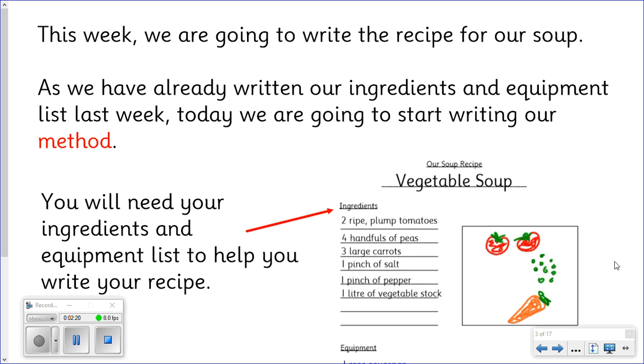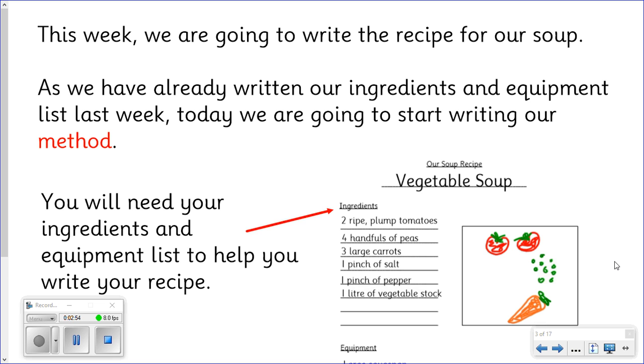So this week, you're going to write the recipe for your soup. Okay, the children in school have been working in groups to make their soup, but if you've been at home, then you will have made that soup on your own or with your grown-up, or maybe even with your brothers and sisters. And isn't it a great week for soup? I'm just looking out of my window now and the snow is coming down. It's really cold. It's a fabulous week for soup. So you've already written your ingredients list and your equipment last week. So today we're going to start thinking about writing the method.